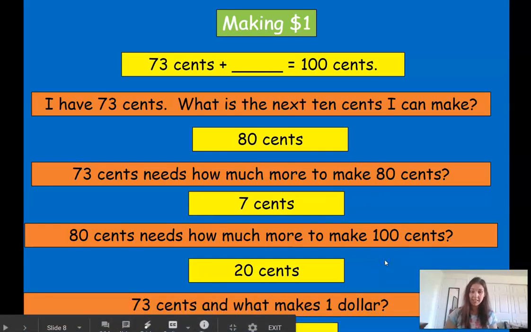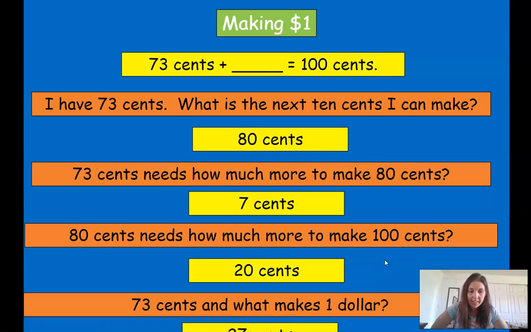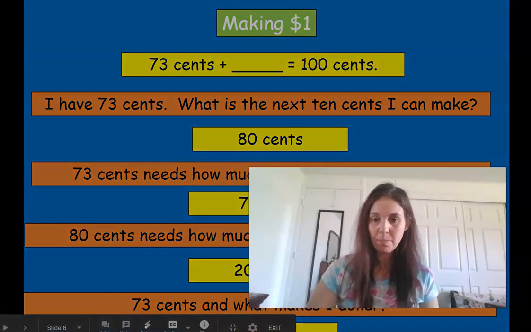So 73 cents and what makes $1? So 73 plus 27 equals $1. Okay?